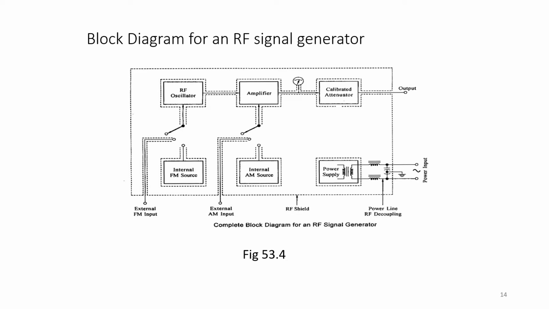be obtained. Similarly, internal AM source is there, external AM source is there. When you select the internal AM source, the AM signal will be supplied by the internal source and you get an amplitude modulated signal at the output. Supposing you have the modulating signal externally, you can apply the external modulating signal and you can get that particular amplitude modulated signal as output of the RF signal generator. Of course, we have the power supply to provide the power.